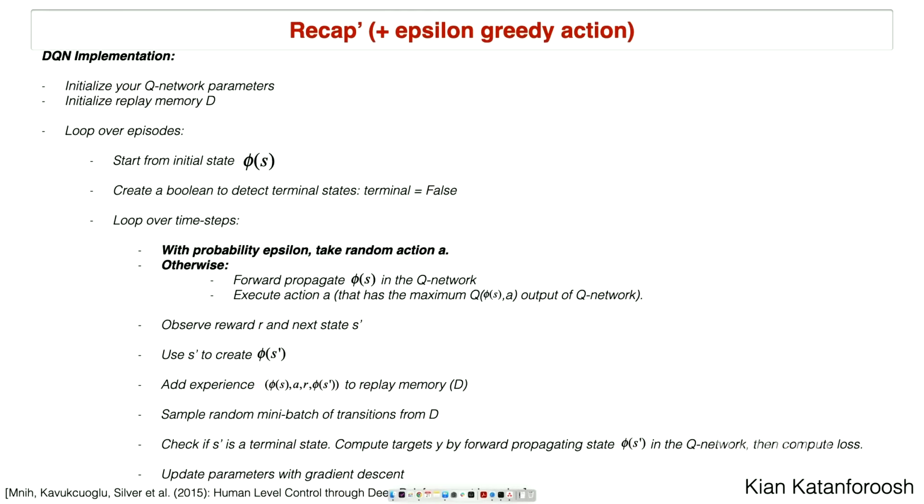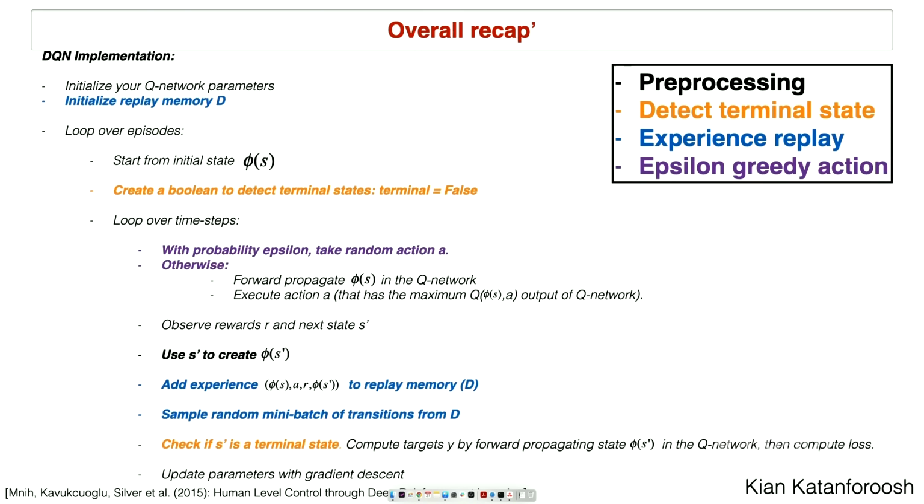Okay, so this was epsilon greedy action, which is adding some randomness: with probability epsilon, take a random action. Okay, so adding all our techniques, because we get good at training reinforcement learning algorithms, this is what we have. We initialize our Q network parameters. We have a random network. We initialize our replay memory, D, and then we loop over episodes.